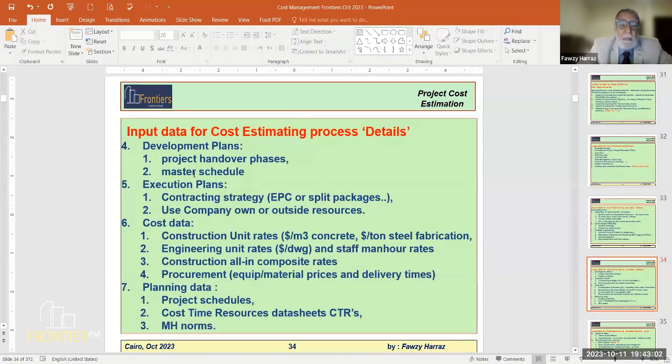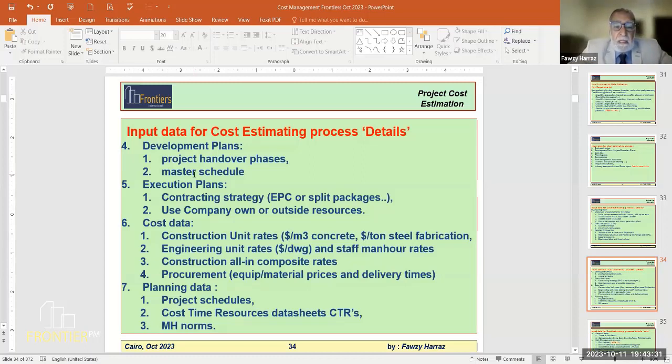Development plan. Project handover phases, that's part of the development. Maybe if we are building a hotel, we plan to make it in 2 phases or 3 phases, subsequent expansions. The same with any process plant. We may be building the first stage and then 2 or 3 years later add. So these are the phases and the master schedule of the project.